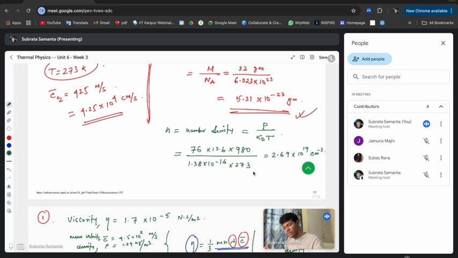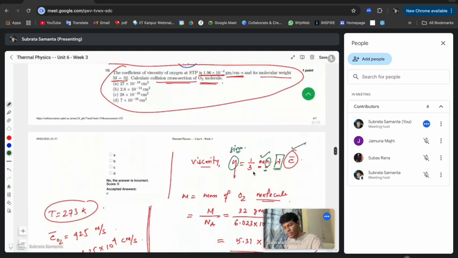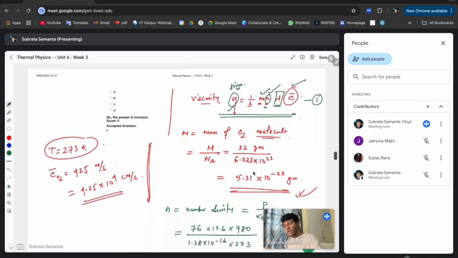So now I want to calculate lambda, right? I know m, n is also known, and eta is given. Now using this equation 1, I want to calculate lambda.